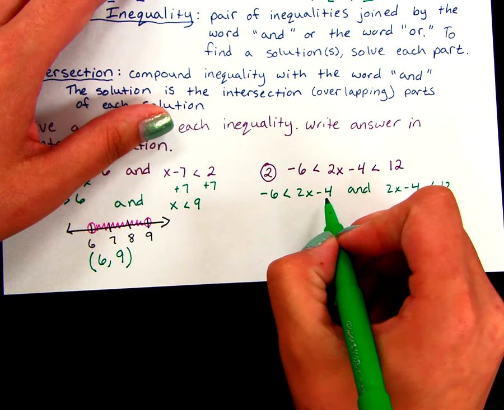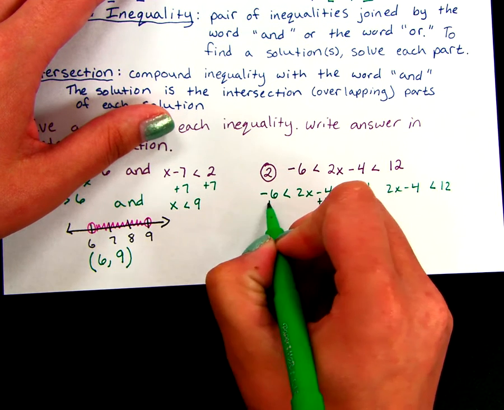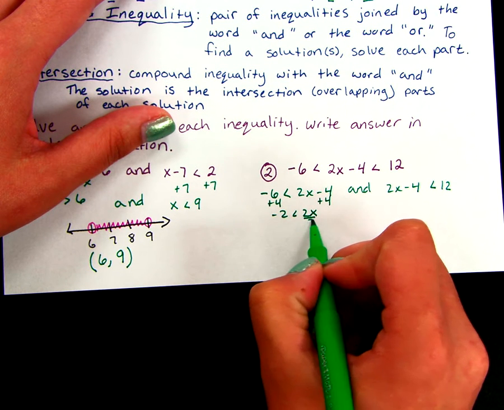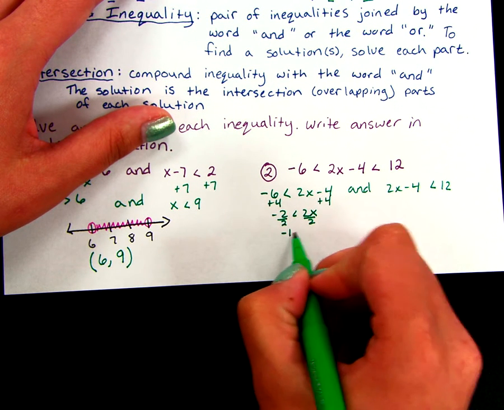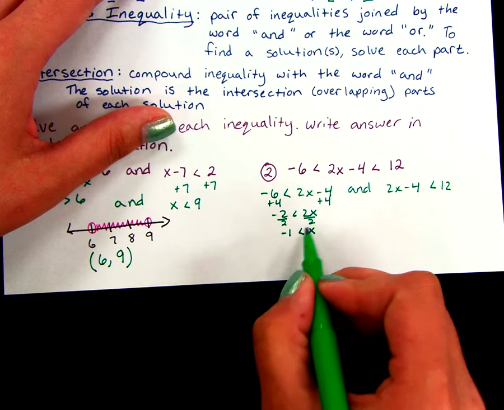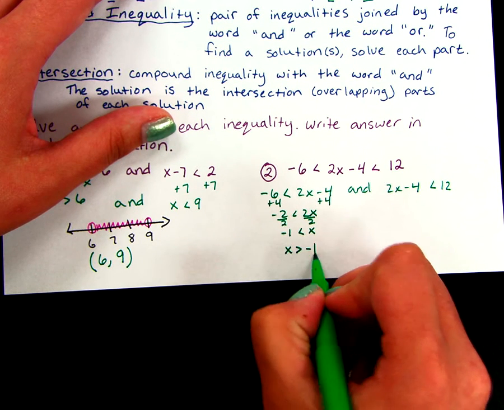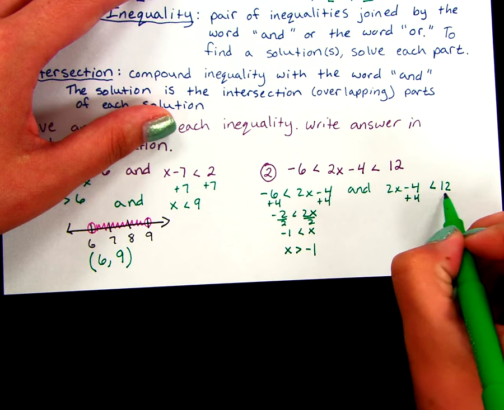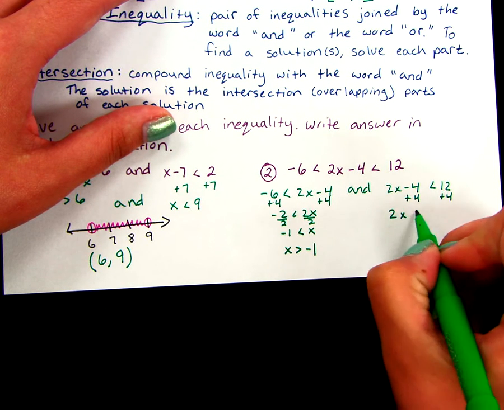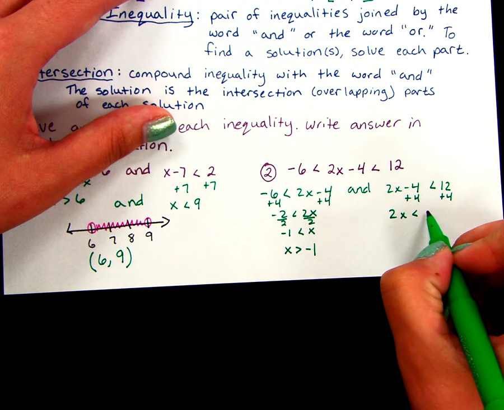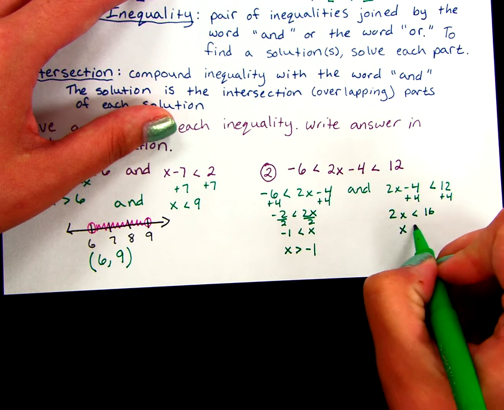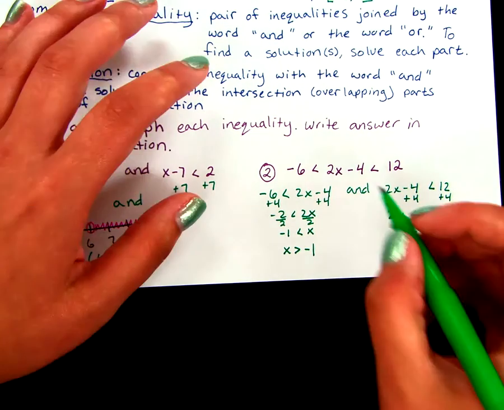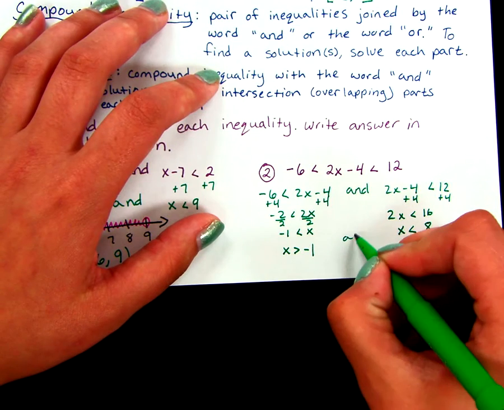To solve this one, we would need to add 4 to both sides. This will give us -2 less than 2x, and then we would divide both sides by 2. So -1 less than x, and then we need to flip this around. So x greater than -1. And then we're going to solve our second one. This time we're going to add 4. So 2x less than 16. And then we divide by 2, so x is going to be less than 8. Again, even though I have it written, the "and" is in between these two.